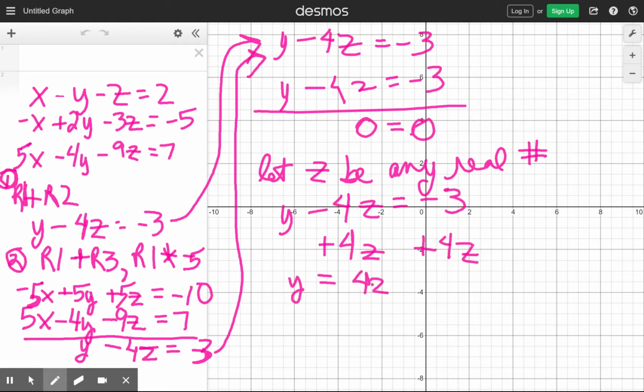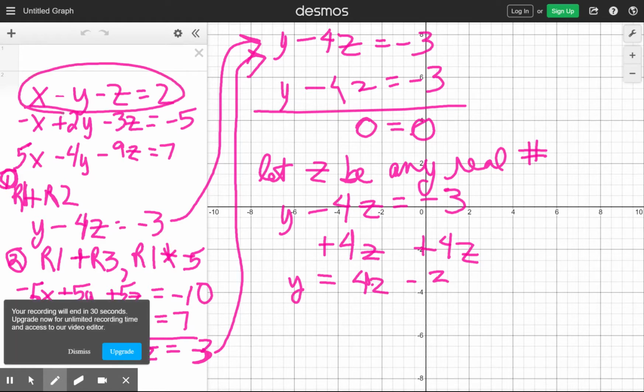And now to get x, we just need to plug that y value in for y in one of the original equations. So let's plug it back into our row 1. If we do that substitution, we'll have x minus the y of 4z minus 3 minus z is equal to 2. And solving that, we get x equals 5z minus 1.